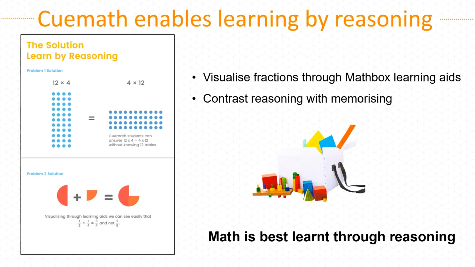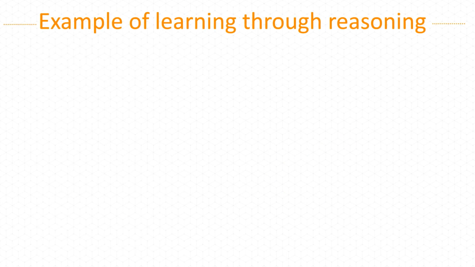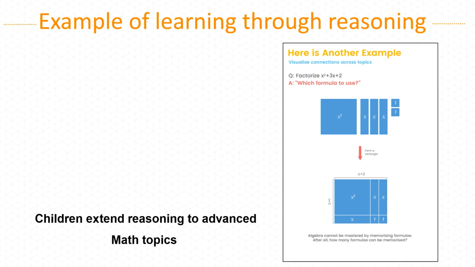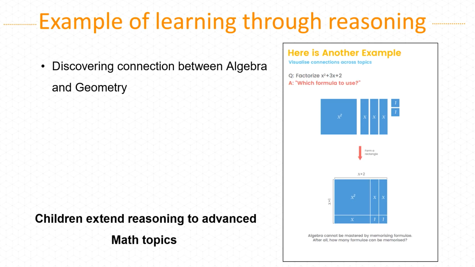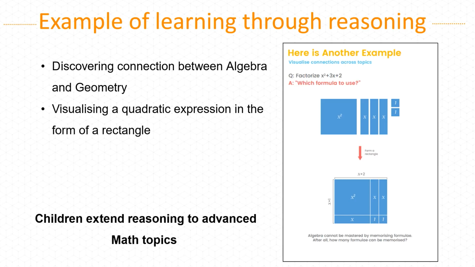Use this page to contrast reasoning with memorizing and bring out the difference between QMath and other programs. This is another example of reasoning in math. If the child is from a higher grade, then you can use this page to show how QMath students learn algebra. Algebra and geometry can seem like 2 independent topics in math, but a QMath student is capable of visualizing quadratic expressions as a rectangle. For this example, use MathBox algebra tiles to represent this expression, then form them into this rectangle. The 2 sides of the rectangle then become the factors of the expression. So QMath students can solve this problem by just rearranging things in their mind or on paper or through manipulatives. This makes algebra look less intimidating.